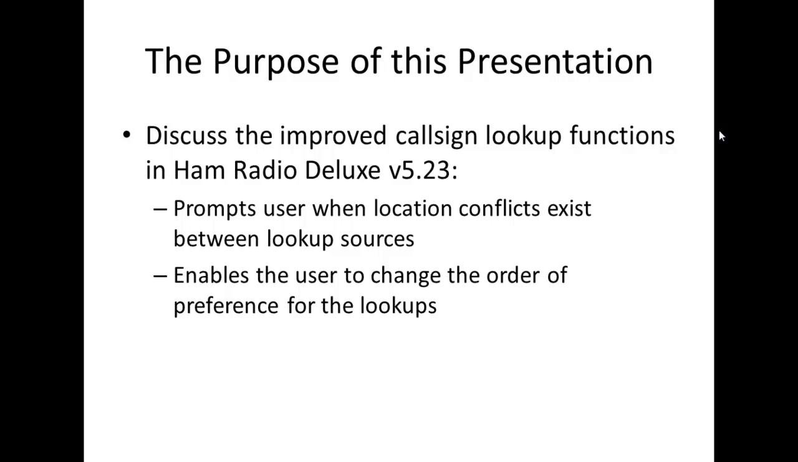There are a couple of things that came up recently with people complaining about how some of the location information wasn't correct. So there are a couple of things that we did to resolve this. One is we're prompting people when there are location conflicts between the different lookup sources. So if you're using QRZ and previous logbook entries and the HRD country list, and if they don't all agree about the location, you'll get prompted to clarify which location it is, and I'll show you examples of that here in a minute. Also, you'll be able to change the order of preference for lookups. Some people want to use their logbook as the most preferred source. Other people want to use QRZ and other sources. So we're giving people the ability to select the order of preference.